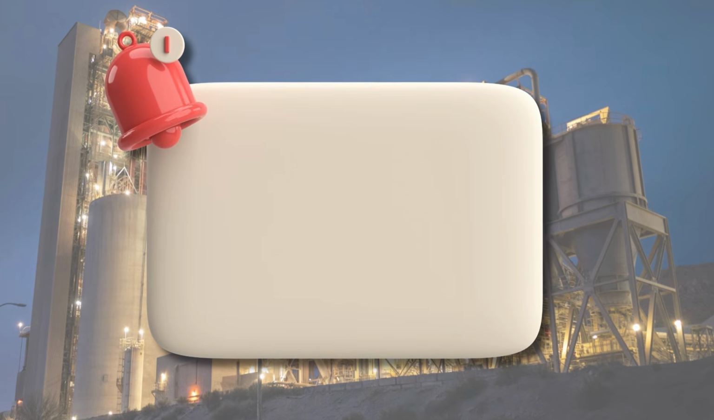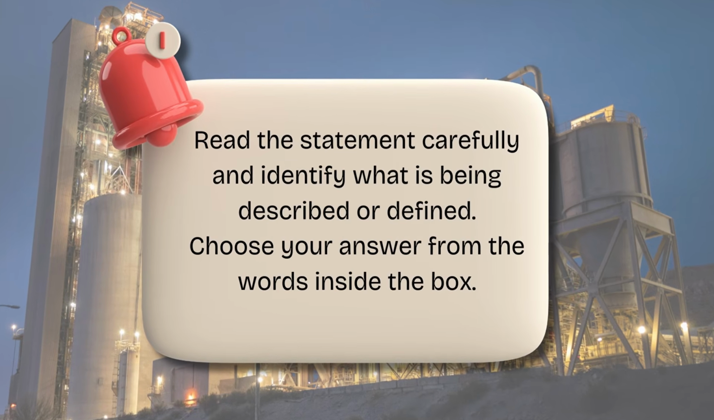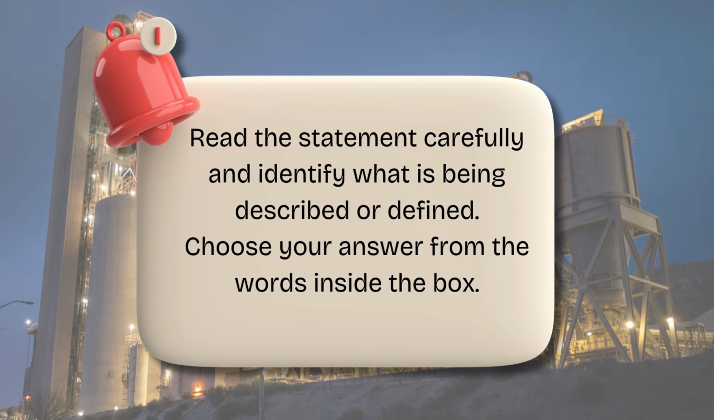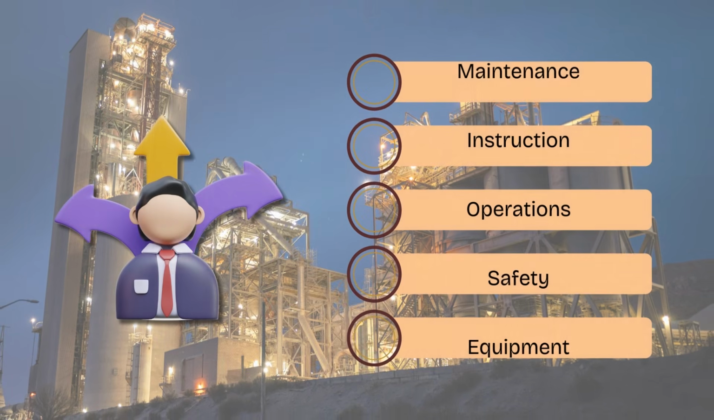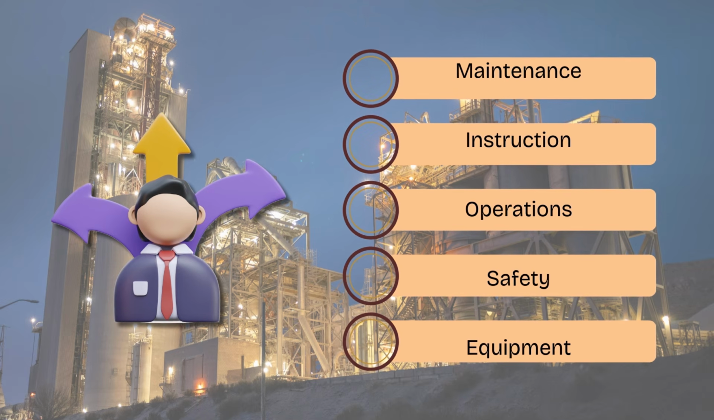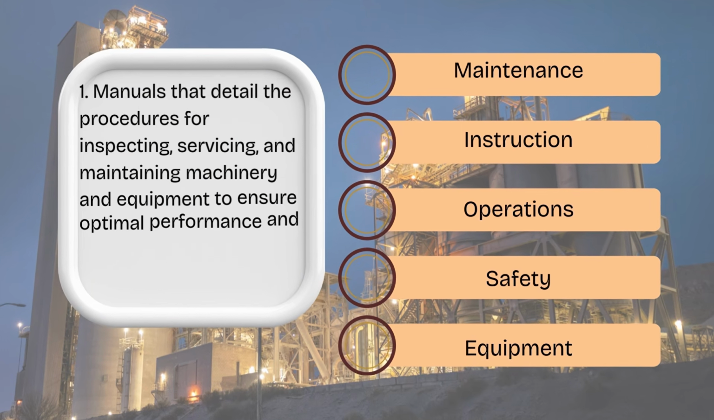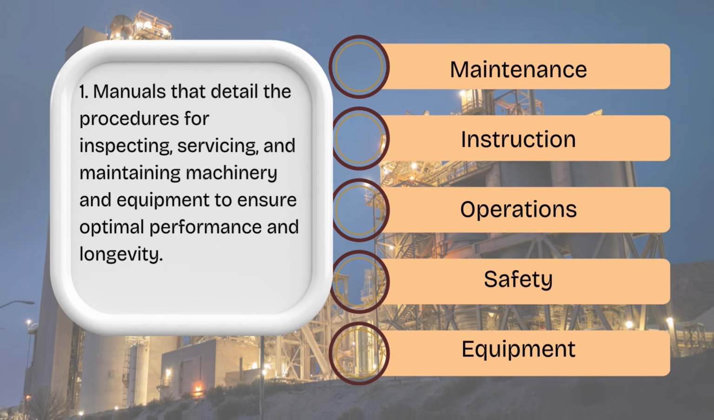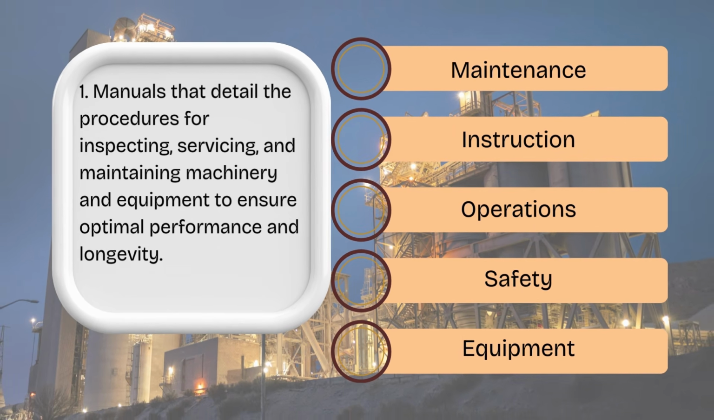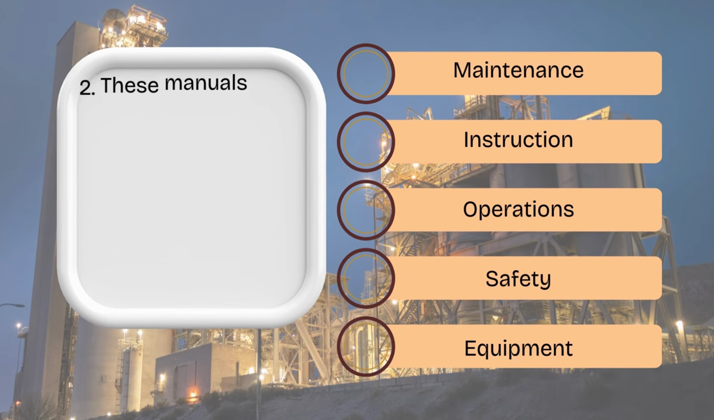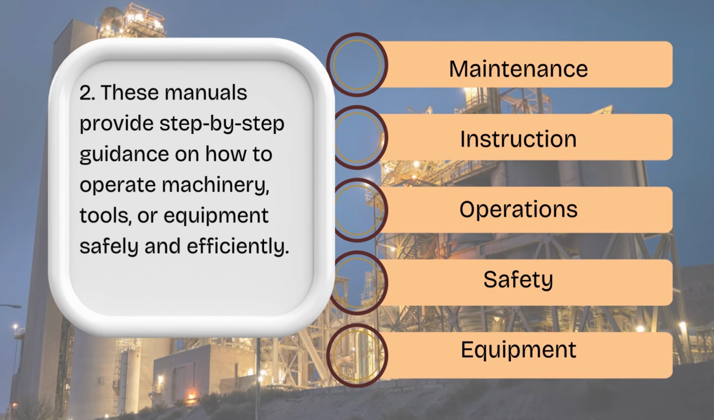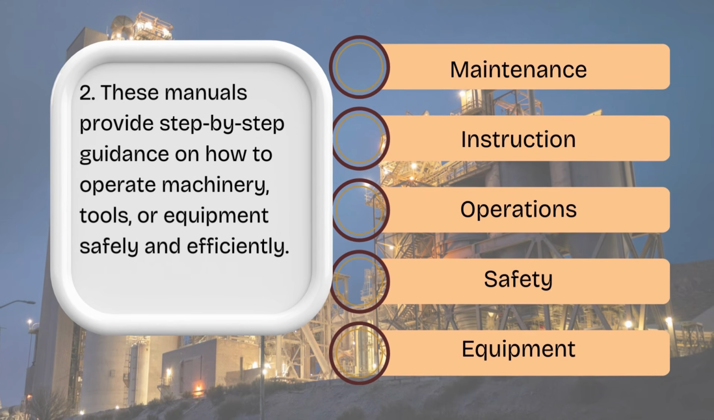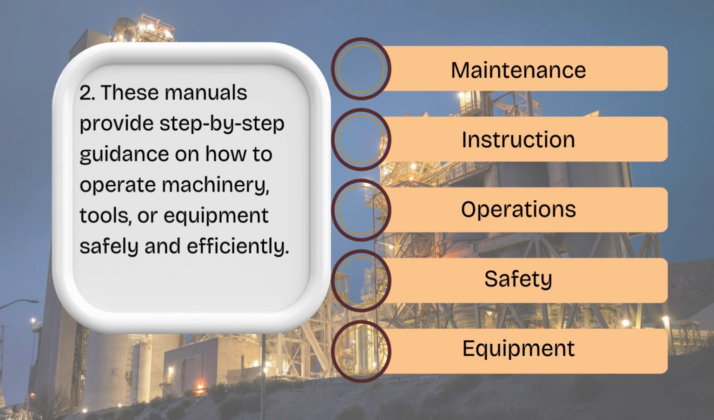For our short quiz, read the statement carefully and identify what is being described or defined. Choose your answer from the given options. Number one, manuals that detail the procedures for inspecting, servicing, and maintaining machinery and equipment to ensure optimal performance and longevity. Number two, these manuals provide step-by-step guidance on how to operate machinery, tools, or equipment safely and efficiently.